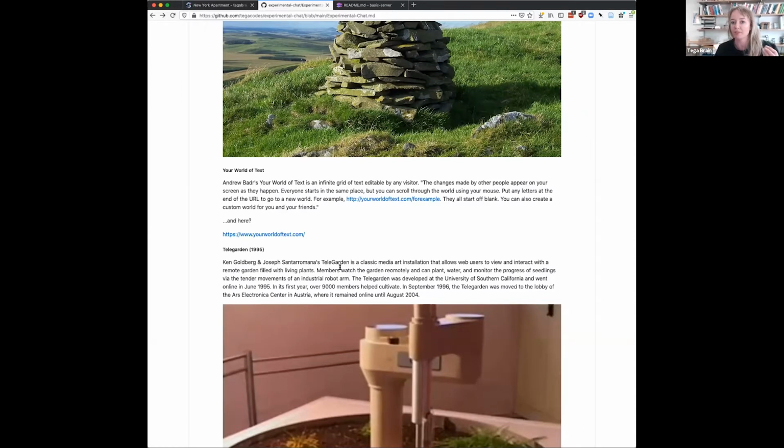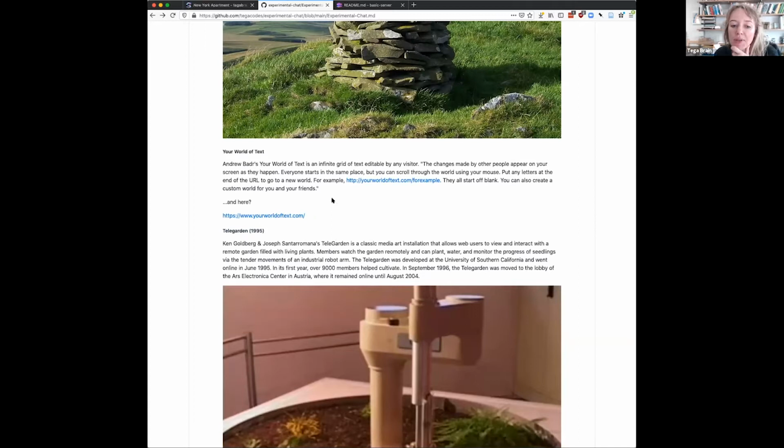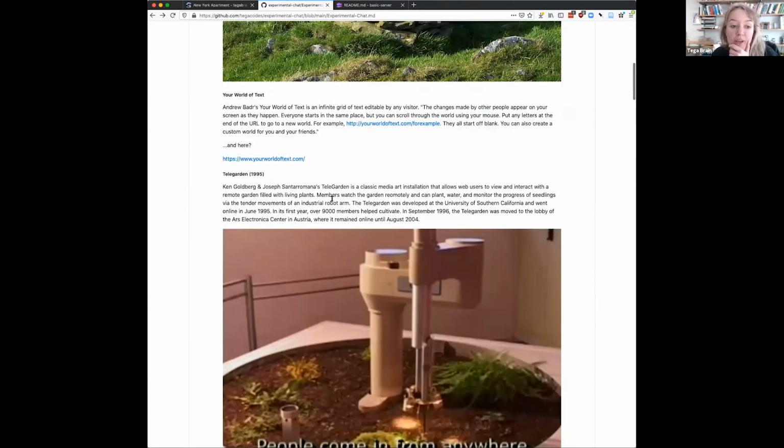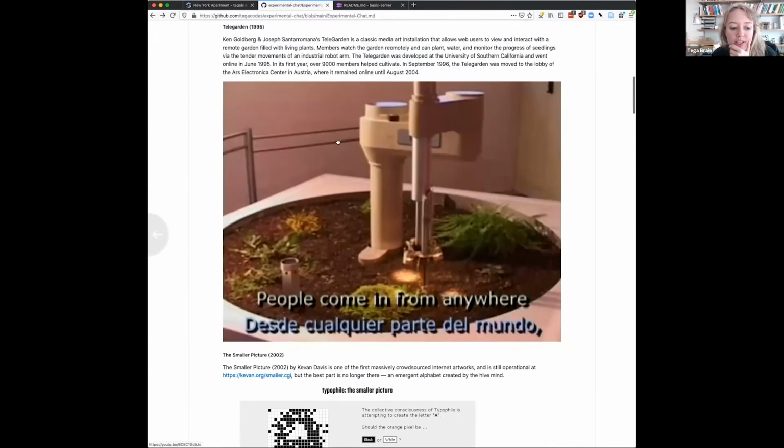And so I think this question of how much constraint one puts in one's work, are there rules one implements in projects such as this, is a critical question that you'll have to think carefully about. But yes, an early example of a collaborative shared text-based project is Your World of Text.